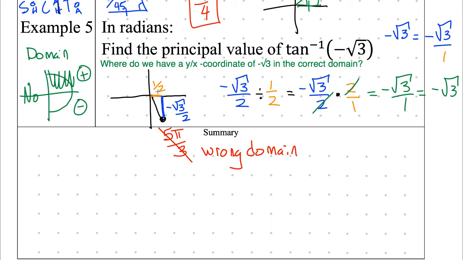This needs to just be negative pi over 3. Negative pi over 3. That is in the correct domain. It does have to match. Even though it's on the right-hand side, if it's negative, I have to write it as a negative. Same thing with a sine.